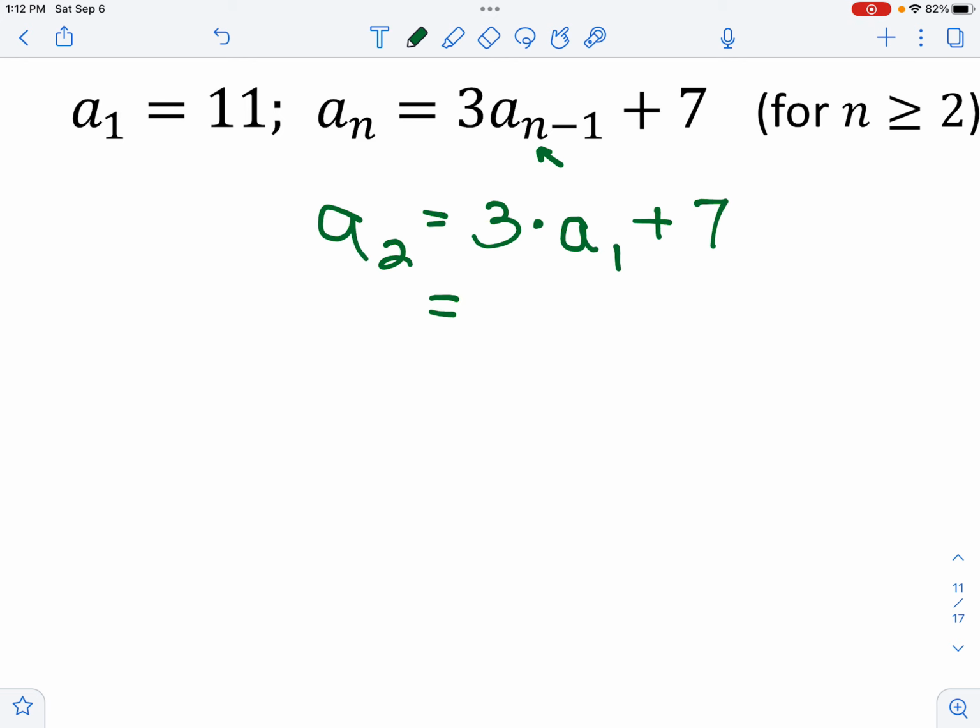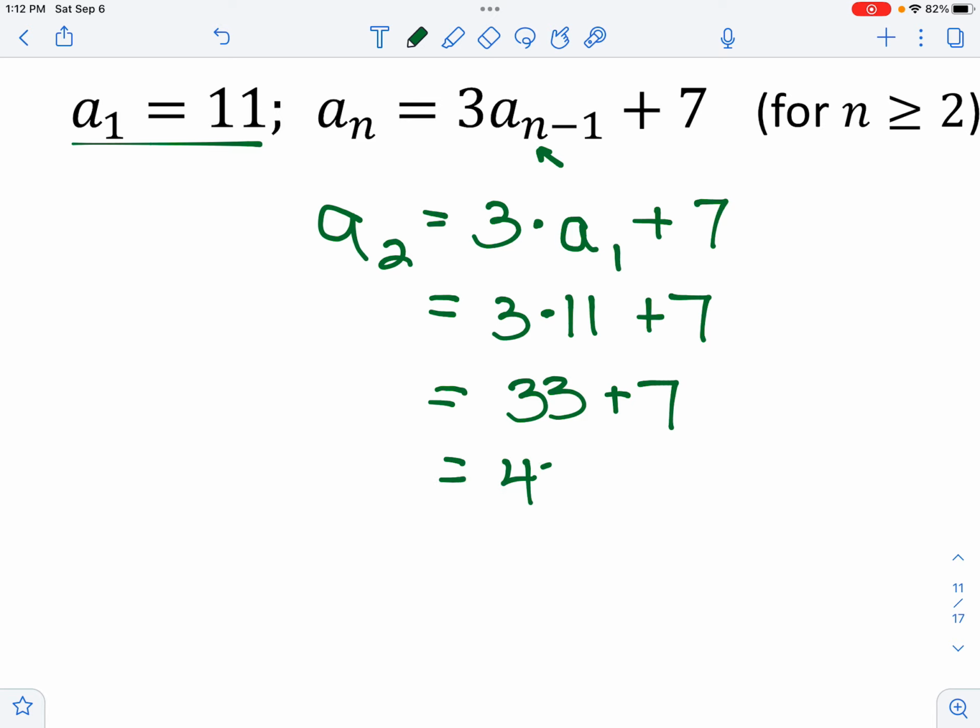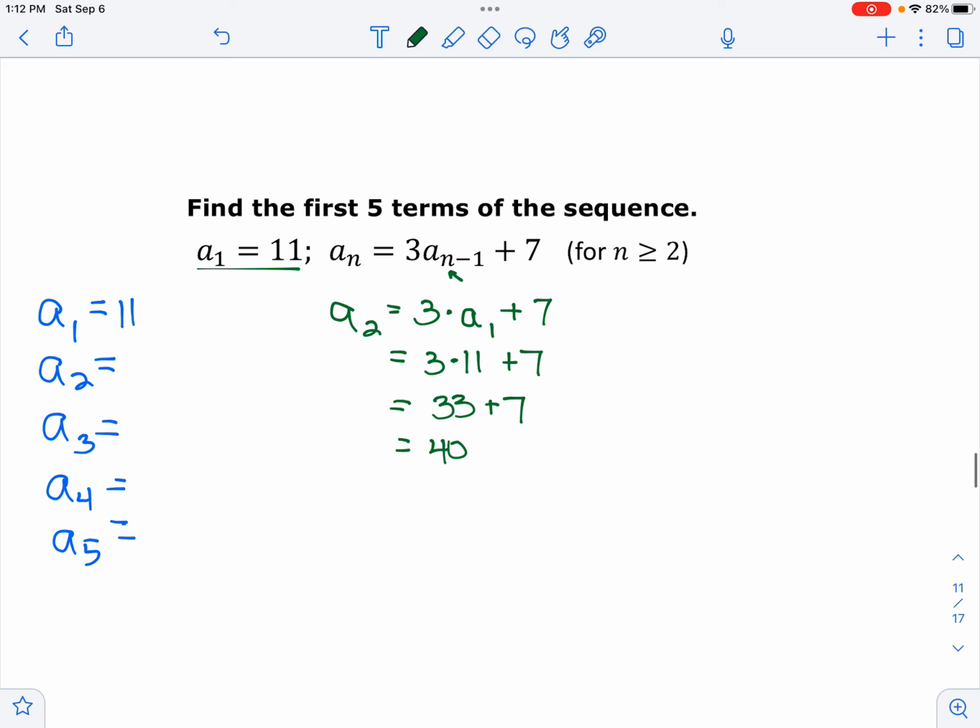Well, I do know that a sub 1 is 11. So I'm going to go 3 times 11 and then add 7. Remember, order of operations says I got to do this first. So that's 33 plus 7. Okay, so a sub 2 is 40.